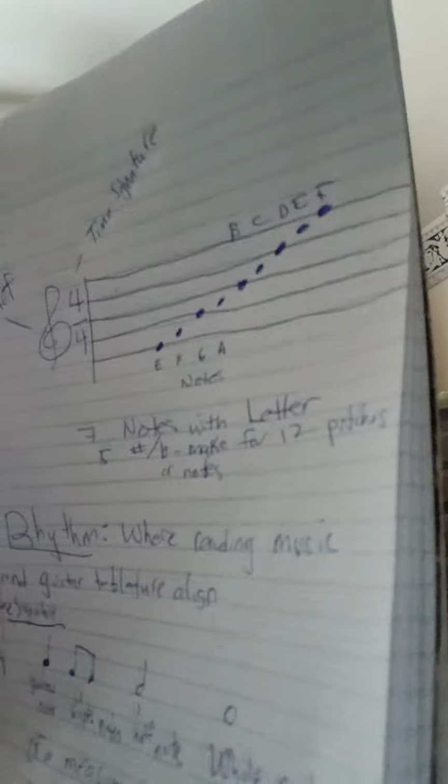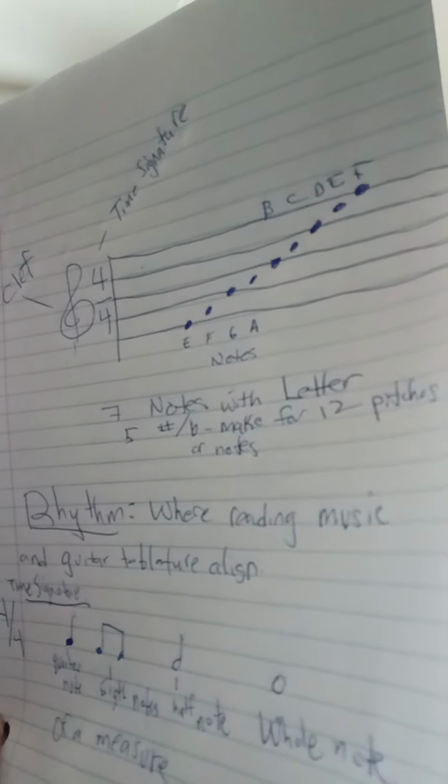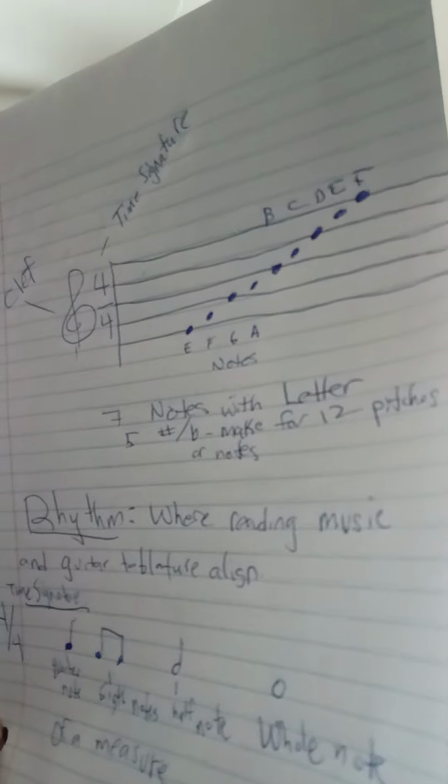All right, this is lesson 4 on the guitar. This is where I'm going to take reading music and reading guitar tablature and see where they intersect. So I've written out here the basic elements of music. You've got 12 pitches. That's 7 whole letters, A, B, C, D, E, F, and G. And then you've got 5 sharp flats for a total of 12 pitches or notes.